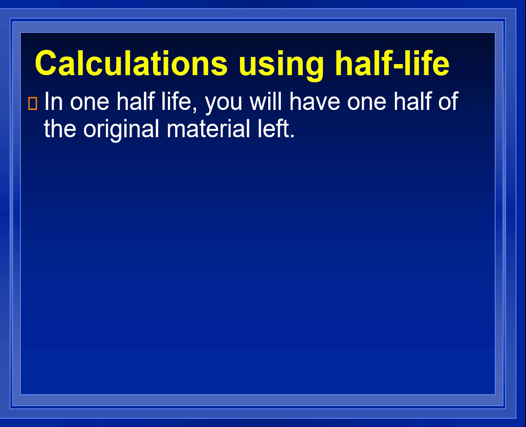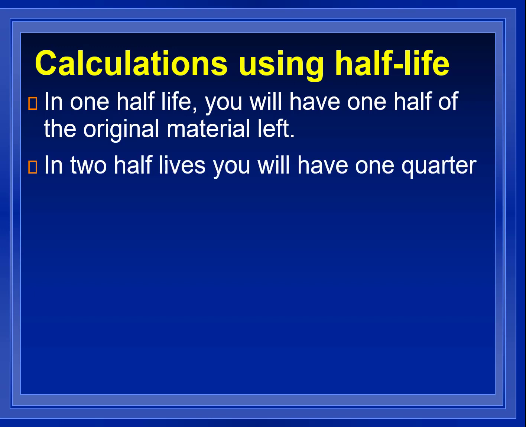How much will you have left after two half-lives? Well, a half of a half, which is a quarter. And we can just keep going and going, right? After 3, it'd be an eighth. 4, it'd be a 16th. 5, it'd be a 32nd. 6, it'd be a 64th. 7th, it'd be a 128th. 8th, it'd be a 256th. 9th, it'd be a 512th.